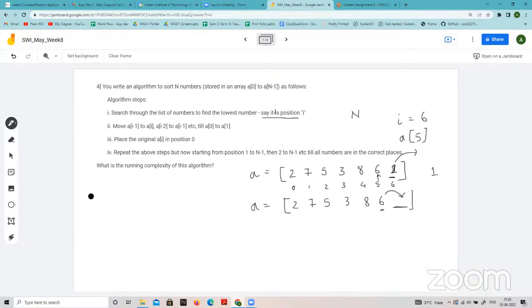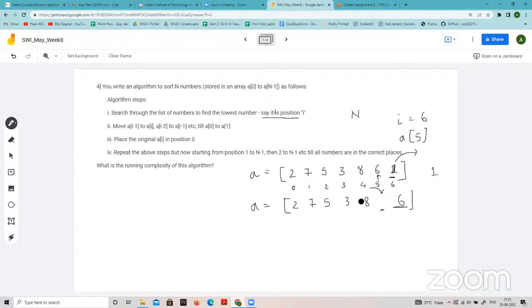Okay, I'll try to erase this part. So when 6 is shifted to its next position, its position will become vacant. Right, so this is 6. And if you see a[i-2] to a[i-1], this means a[4] will shift to a[5]. That is, 8 will shift to the blank. So this 8 shifts here.